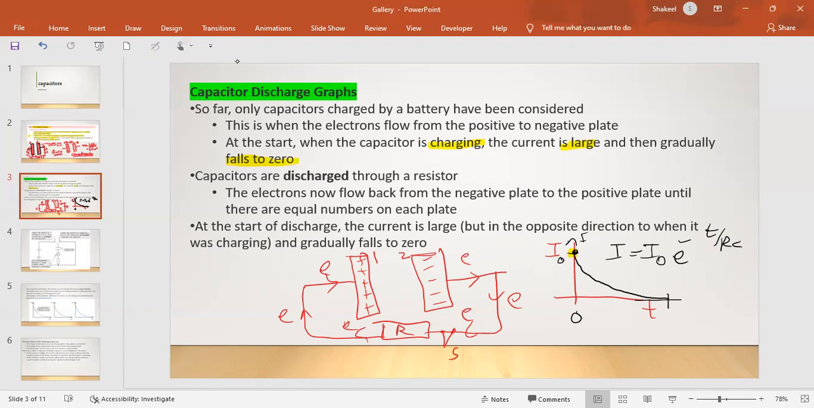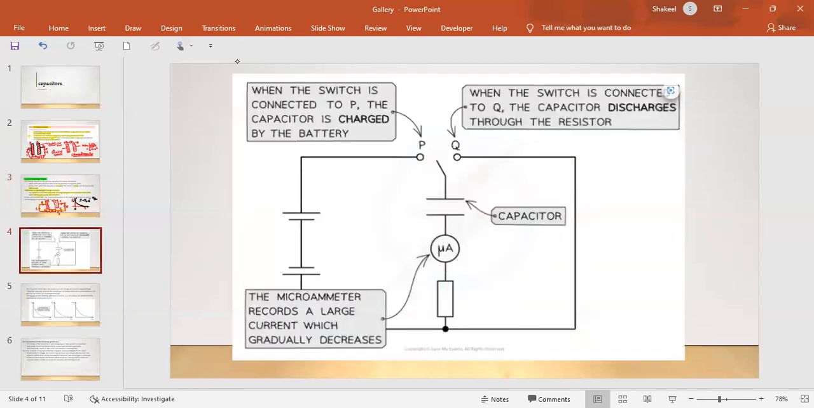Okay, capacitors are discharged through a resistor, we know that. The electrons now flow back from the negative plate to the positive plate until there are equal numbers on each plate. As I told you, electrons in this circuit are moving from the negative plate to the positive plate. At the start of discharge, the current is large, but in the opposite direction to when it was charging, and gradually falls to 0, right?